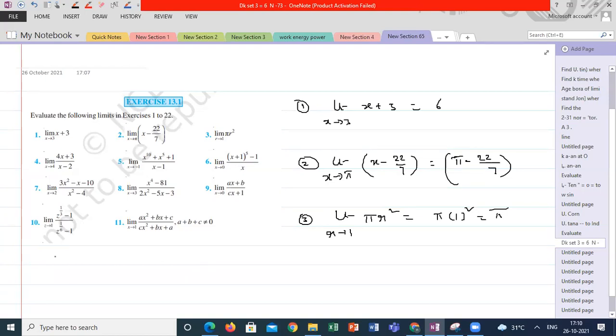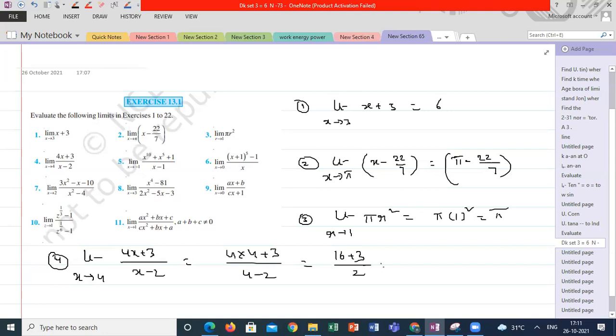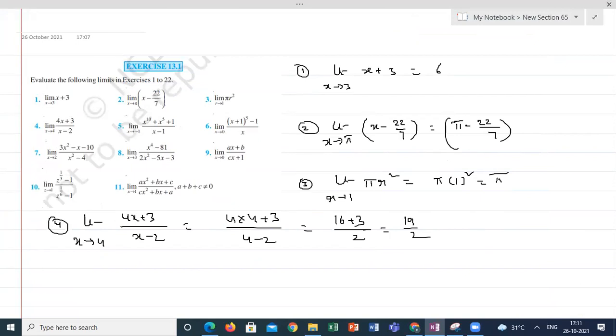Fourth question, limit x tends to 4, 4x plus 3 divided by x minus 2. 4 into 4 plus 3 divided by 4 minus 2. So the answer is 16 plus 3 by 2, 19 by 2. Will you agree? Yes, sir. So first straight away substitute. From there, if it is indeterminate form, then only you have to proceed further.